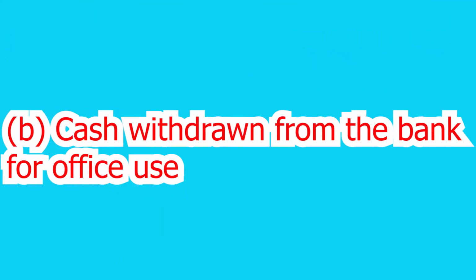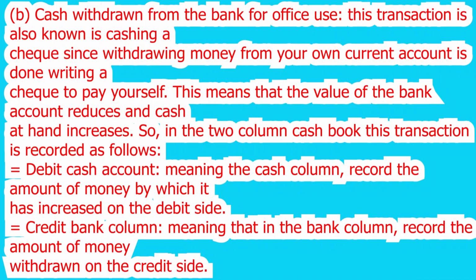Then we have cash withdrawn from the bank for office use. This transaction is also known as cashing a check, since withdrawing money from your own current account is done by writing a check to pay yourself. This means that the value of the bank account reduces and the cash at hand increases. So in the 2-column cash book, this transaction is effected as follows. Debit cash account, meaning in the cash column record the amount of money by which it has increased on the debit side. Then credit bank column, meaning that in the bank column record the amount of money withdrawn on the credit side.